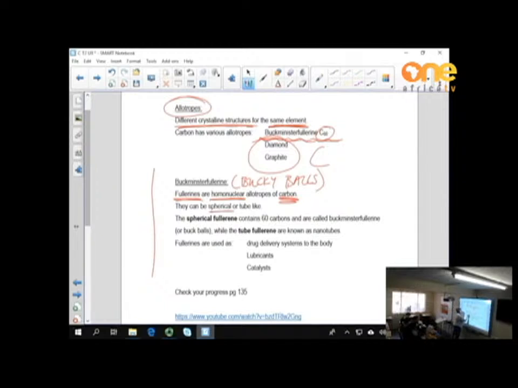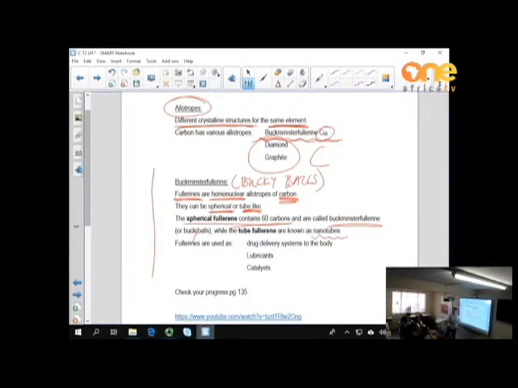They can be spherical, okay? That's their natural form, the buckyballs. And we can open them up and build them into structures like tubes, which we will look at when we do different materials. This is where we get the carbon fiber materials that are very strong. The spherical fullerene contains 60 carbons and is called Buckminster fullerene, or buckyballs, while the tube fullerenes are known as nanotubes.